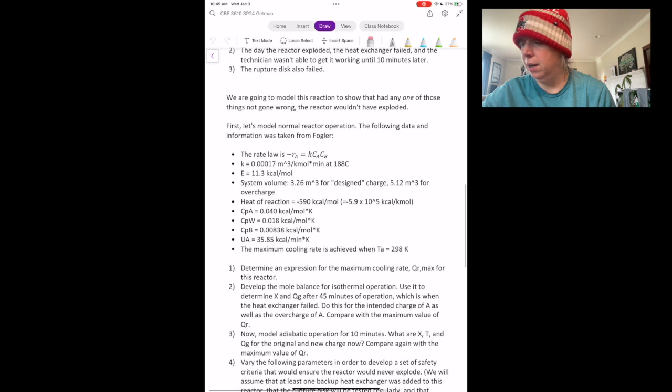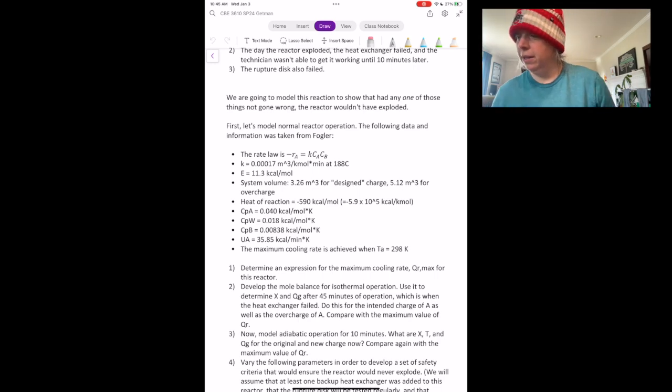Okay, so here's some data about the reaction. We're given a rate law, a rate constant, activation energy. We're given system volume. So recall that the system volume is the volume of fluid and not actually the reactor volume. So there's 2 different system volumes that we're going to use, one for the design charge and the other for the overcharge. We're given the heat of reaction, the heat capacities of the species. We're given the UA term, the heat transfer term, and we're given the ambient temperature for the maximum cooling rate.